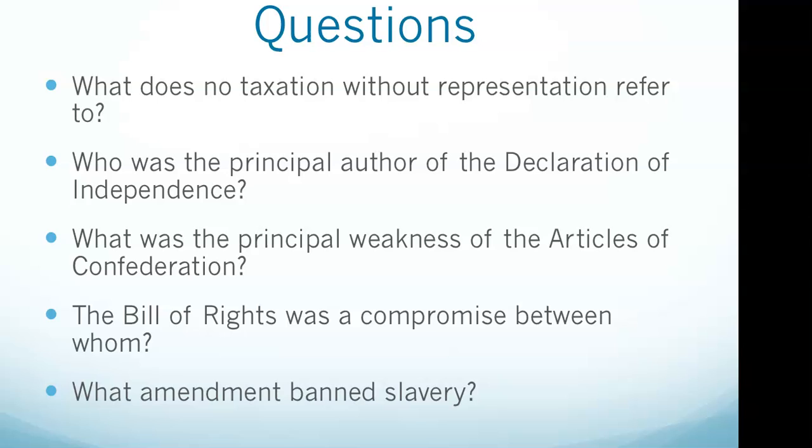Right, so there on that third bullet point, you can see what was the principal weakness of the Articles of Confederation, which we just went over, right? Things like no taxes and interstate trade, those are things you want to be familiar with. The Bill of Rights, the fourth bullet point, was a compromise between whom? We want to just know that it's the Federalists and the Anti-Federalists.